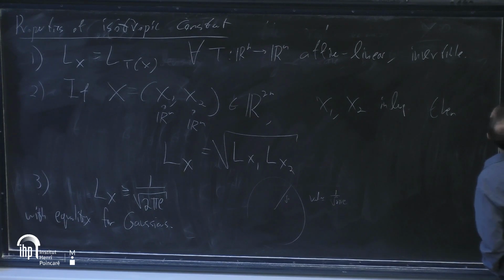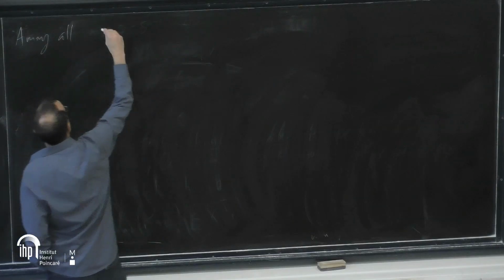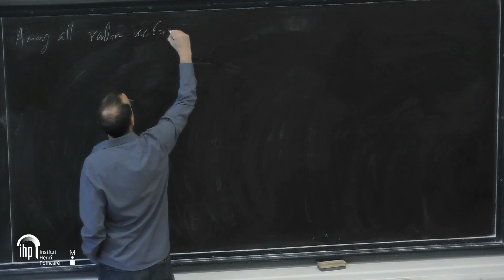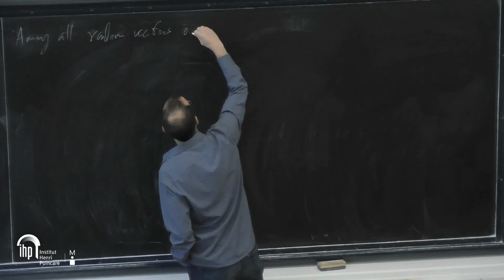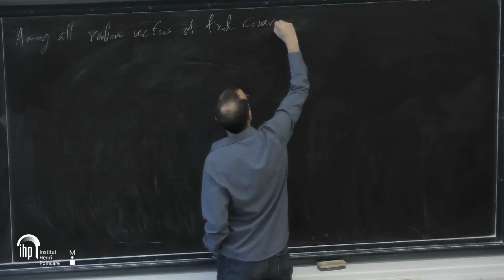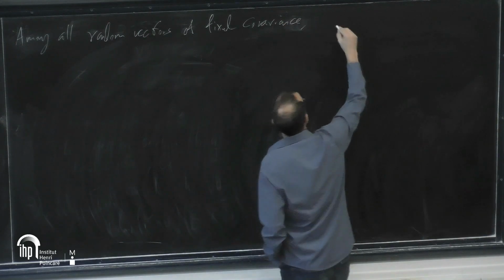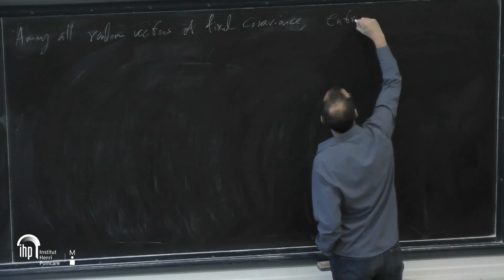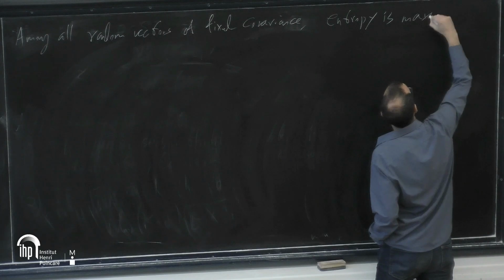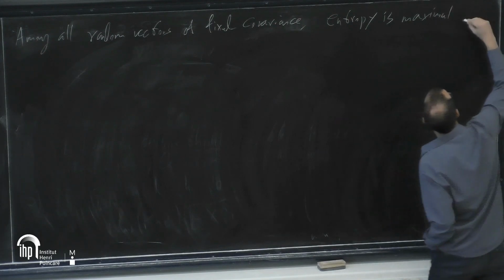Because among all random vectors of a fixed covariance, entropy is maximal for Gaussians. This is like a one-line proof.